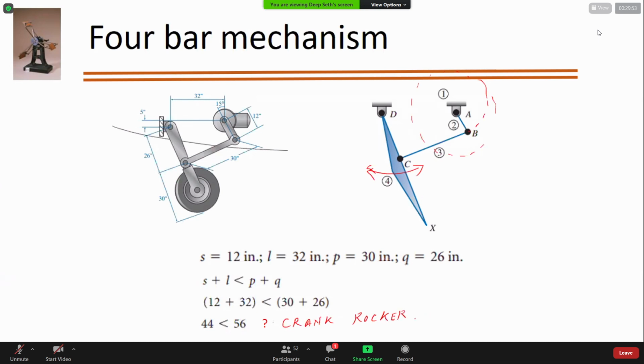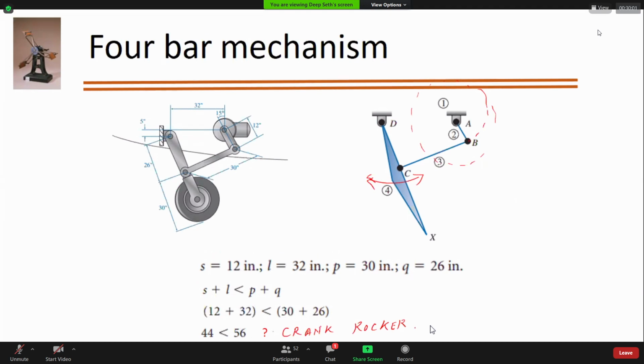Okay. So you have to identify what kind of mechanism it will be. It's very simple. If your frame is fixed, means if the shortest link is your frame, so the shortest link is fixed, then you will have double crank. And if your side link is fixed, then you will have crank rocker. And if your coupler, which is joining the other two links, is fixed, then you will have double rocker.